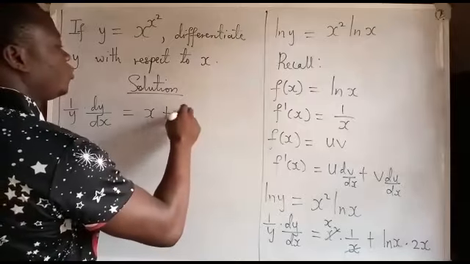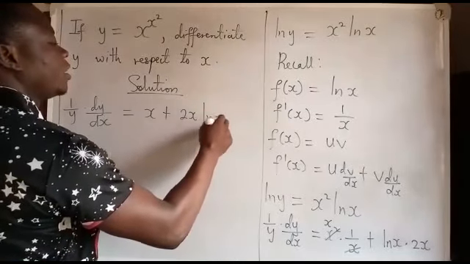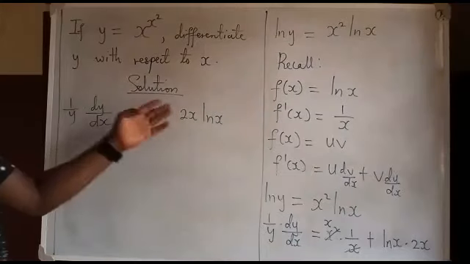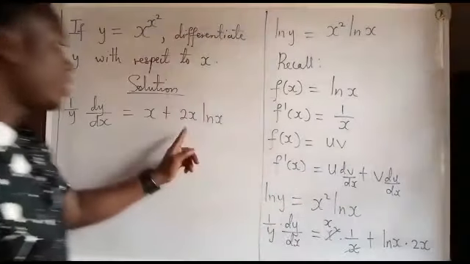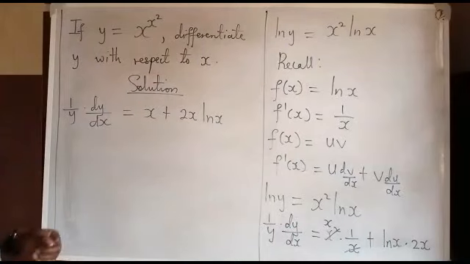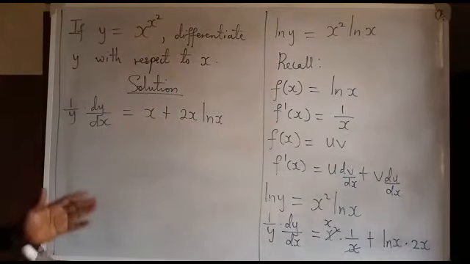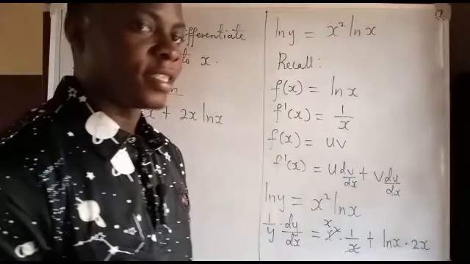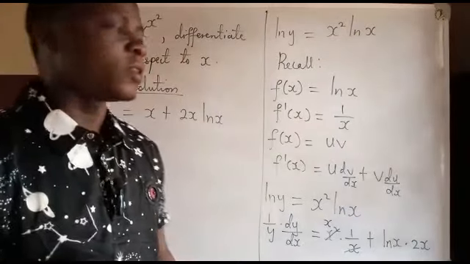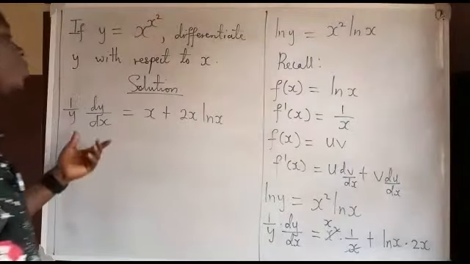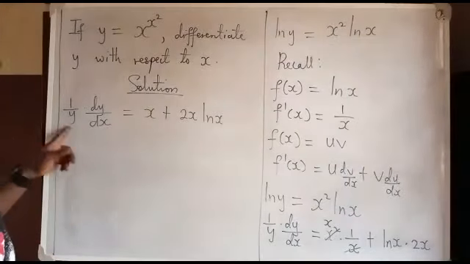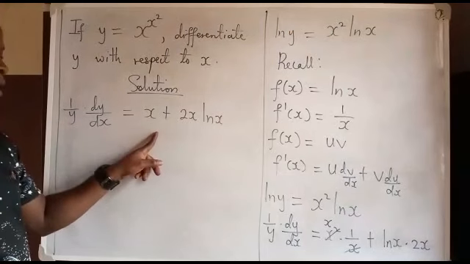Plus 2x ln x. Now we are looking for dy dx, that is the derivative of y with respect to x. We are going to make dy dx the subject, so y has to come to this side.